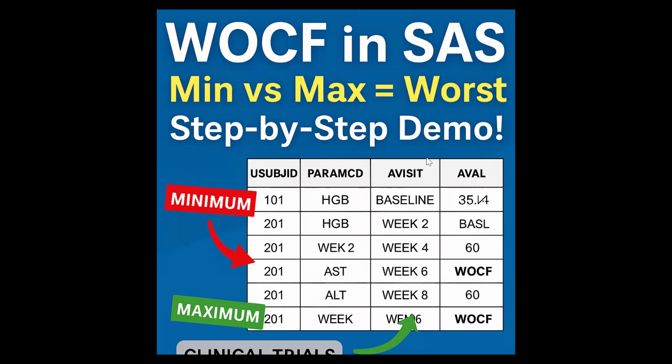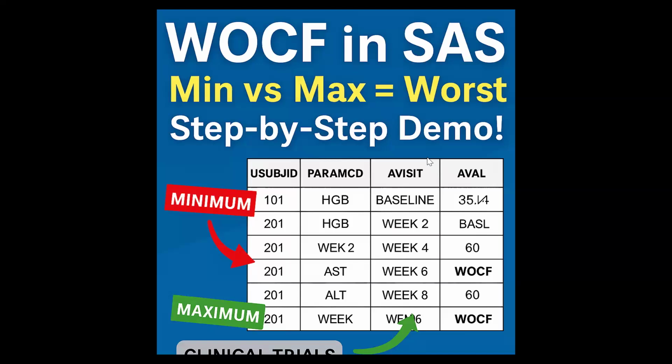In today's video, we will learn how to derive the worst observation carry forward, which is also known as WOCF. As we know, this is the worst observation carry forward, but how do we know which observation we have to take as the worst? That is, for a particular test, either the maximum value will be taken as the worst or the minimum value will be taken as the worst. So how do we judge this? For example, some tests like hemoglobin treat the lower value as worse, whereas tests like ALT or blood pressure treat higher values as worse.